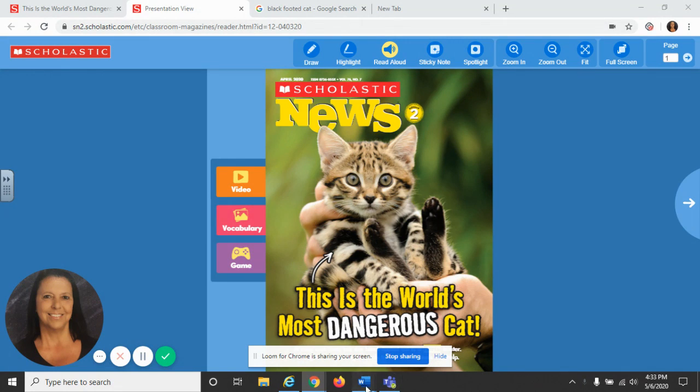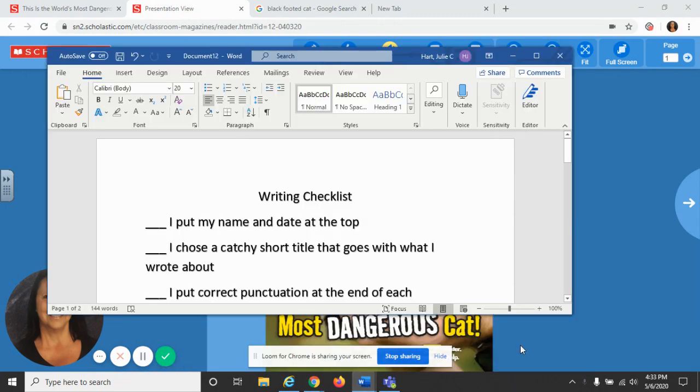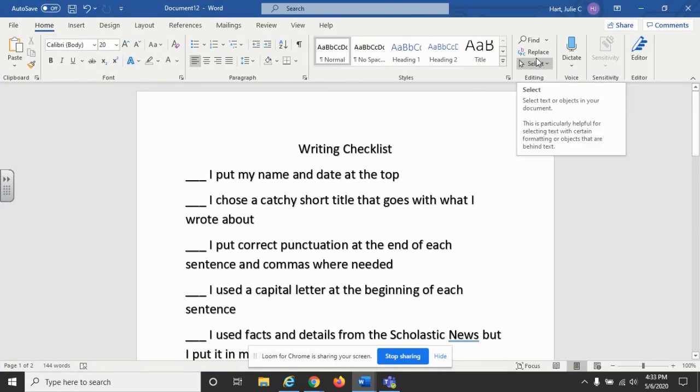So we wrote our story, our informational piece about the world's most dangerous cat and how it is endangered. That's how I wrote mine. So I'm going to take my writing, and I'm going to use this little check sheet to go through and make sure that I have included all of these things. I've even put a little blank at the beginning of each checklist so that I can check it off to make sure that I have actually done that.